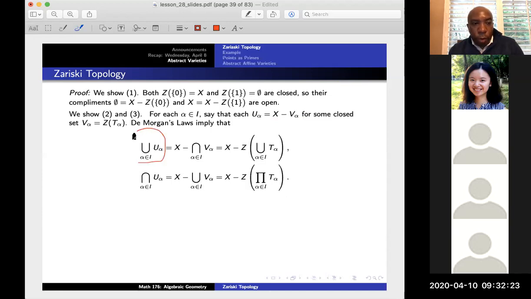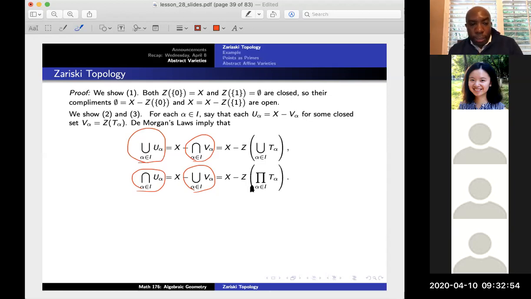And I'll just skim over De Morgan's laws in the following way. The union of open sets really corresponds to the intersection of closed sets. And similarly, the intersection of open sets corresponds to the union of closed sets. So again, unions correspond to intersections, intersections correspond to unions. That's what De Morgan's laws state.